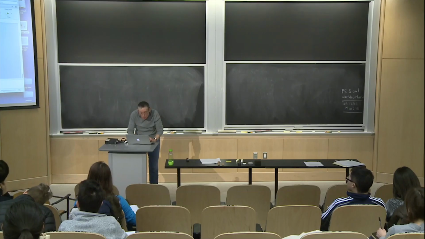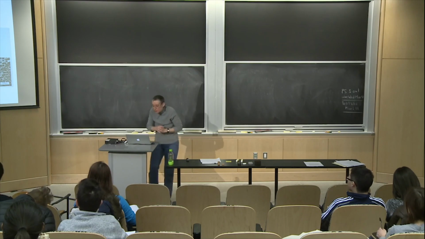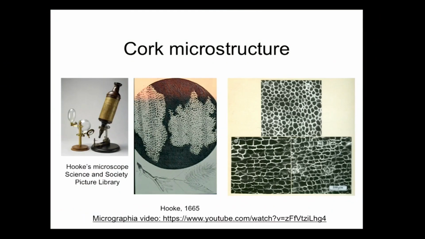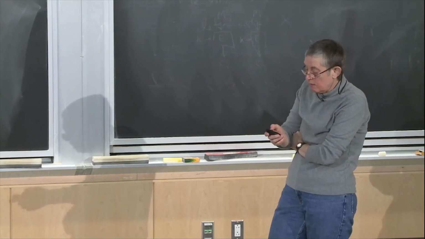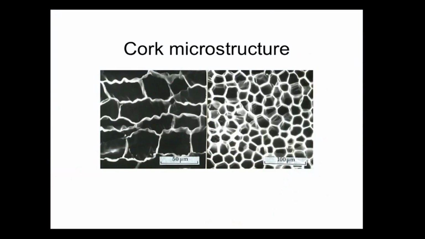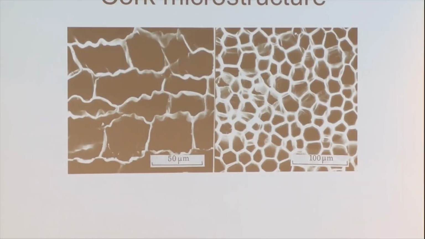Okay, so let's go back to cork. Hooke was the first person to use the word cell to describe biological cells, and he described the cell in cork. So that's the structure, looking at the SEM micrographs and his optical micrographs. And these are just some higher resolution, higher magnification images. One of the things you can see is that the cork has these little corrugations on the cell walls. See those little kind of wrinkles? All the cell walls have those little wrinkles.